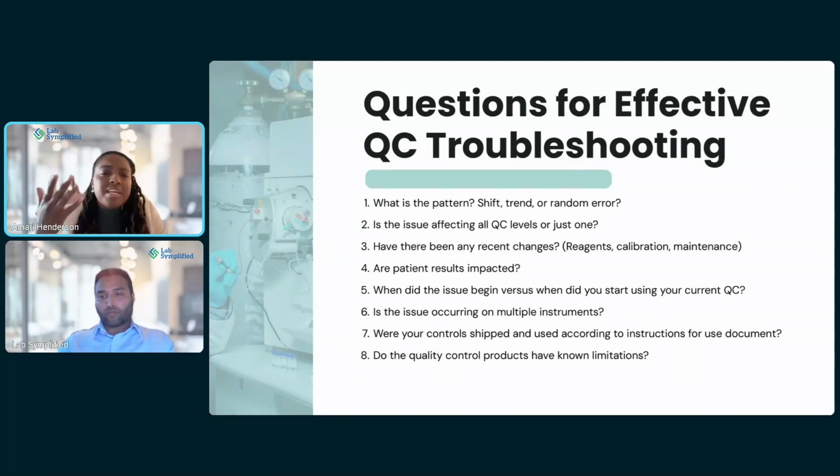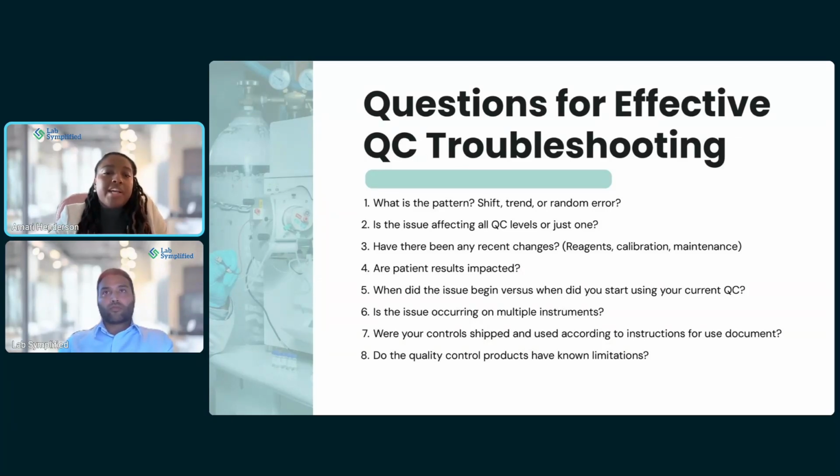Have there been any recent changes? And I've covered this already. Did you change something on your instrument again? Did you change your reagent lot? Did you change your calibrator? Did you change manufacturers altogether? Maybe your target values need to be reassessed there.